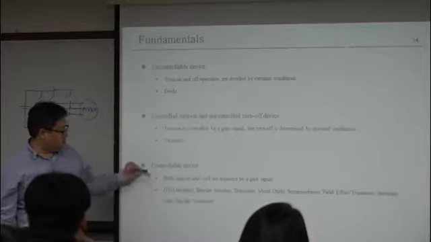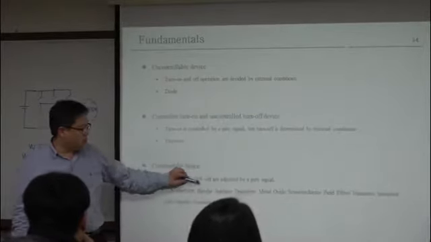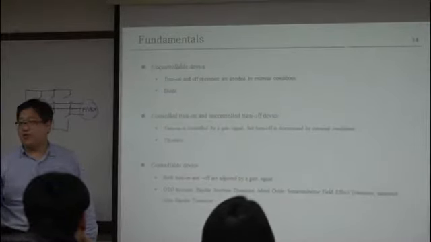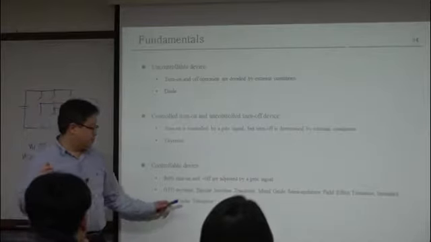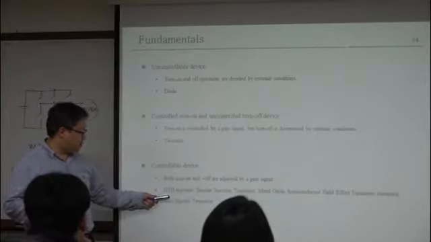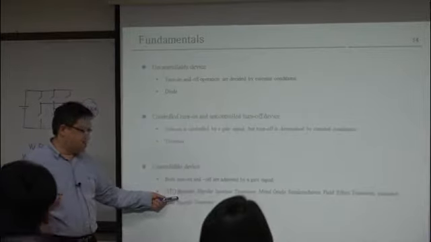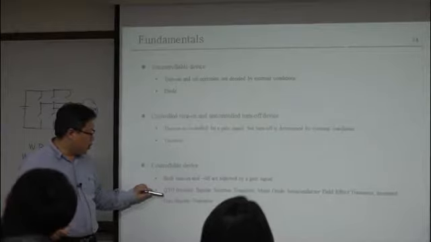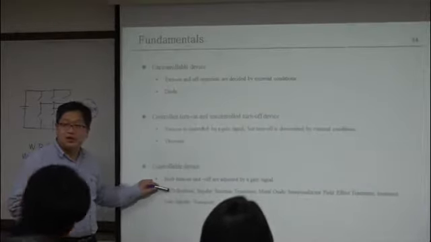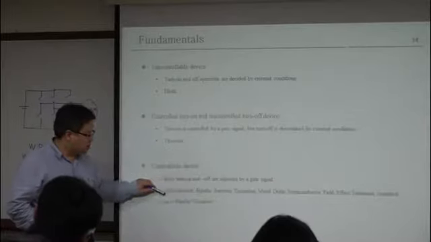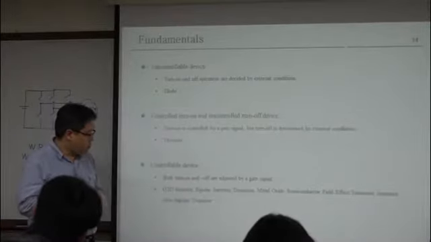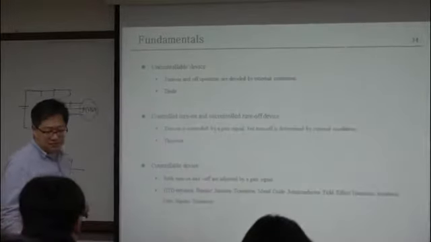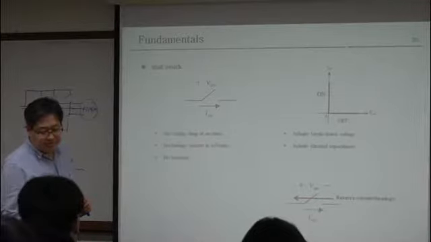Then, what about controllable device? Both turn on and turn off are adjusted by the gate signal. That is a transistor, right? But even though we have a thyristor, some thyristors can be turned off by the gate signal. That is called GTO, gate turn-off thyristor. There are some thyristors like that. And BJT, MOSFET, and IGBT are like this. Okay.